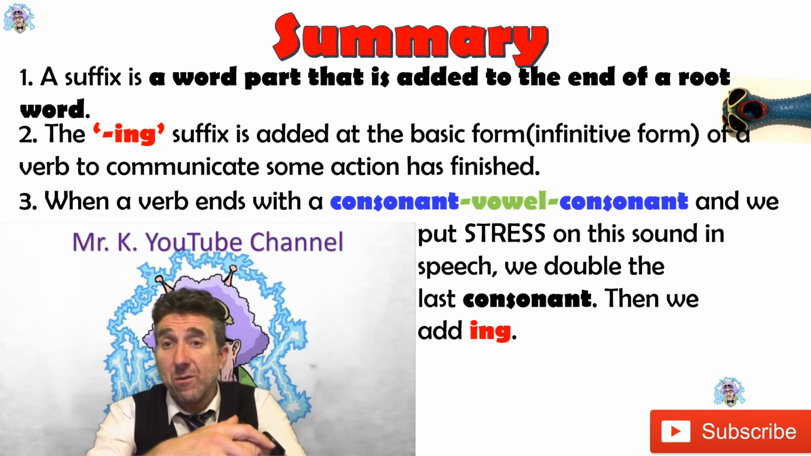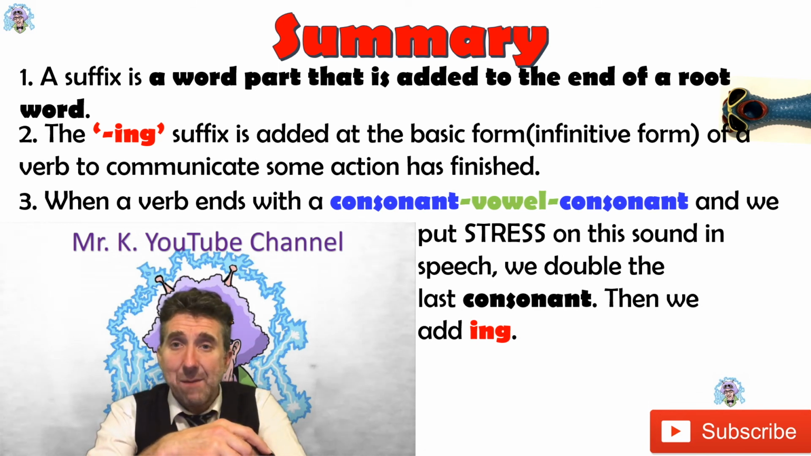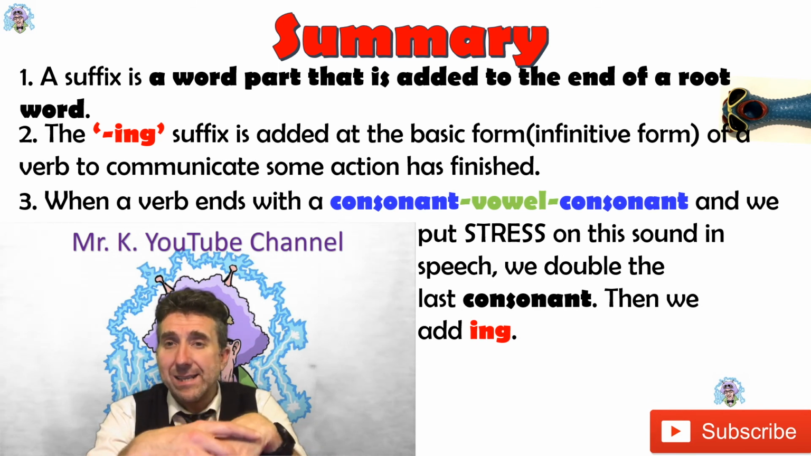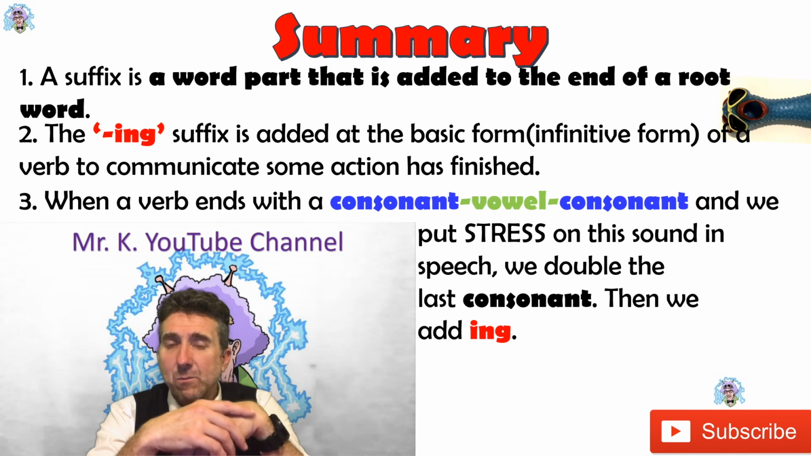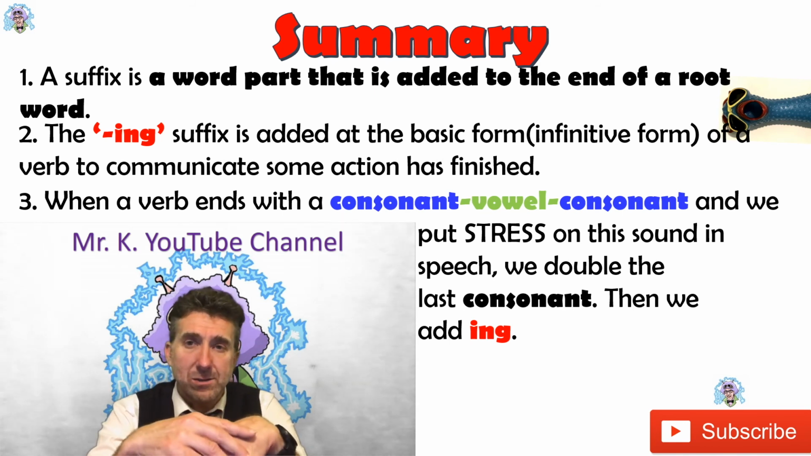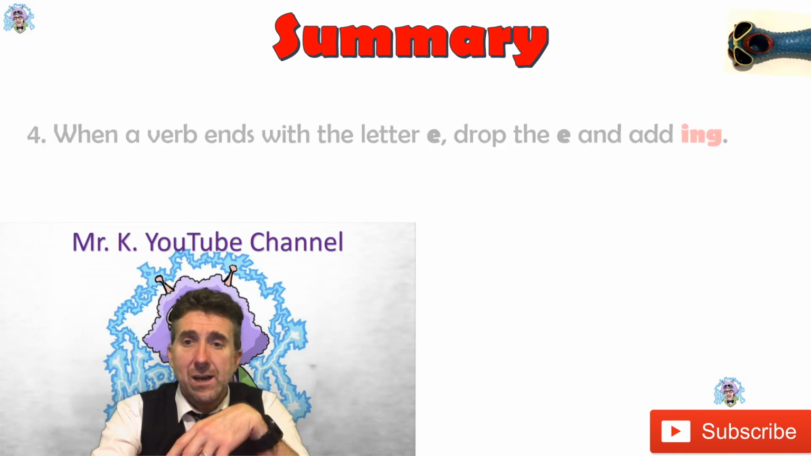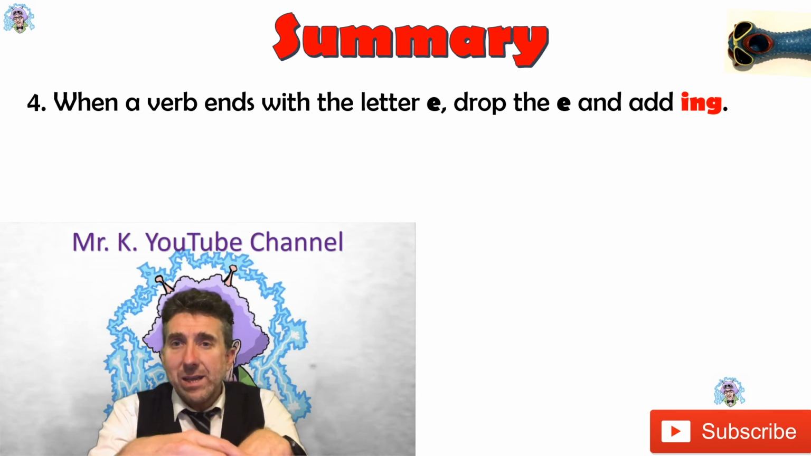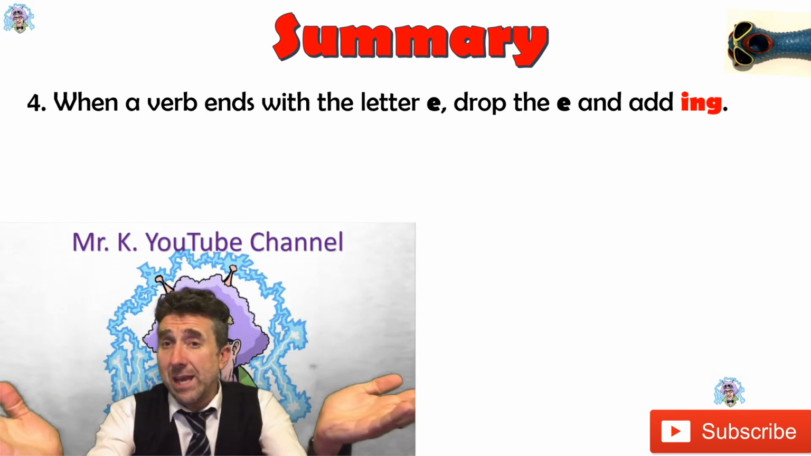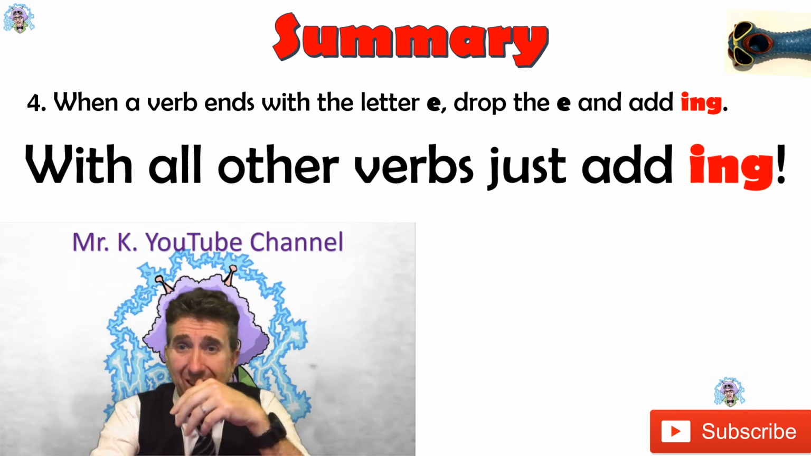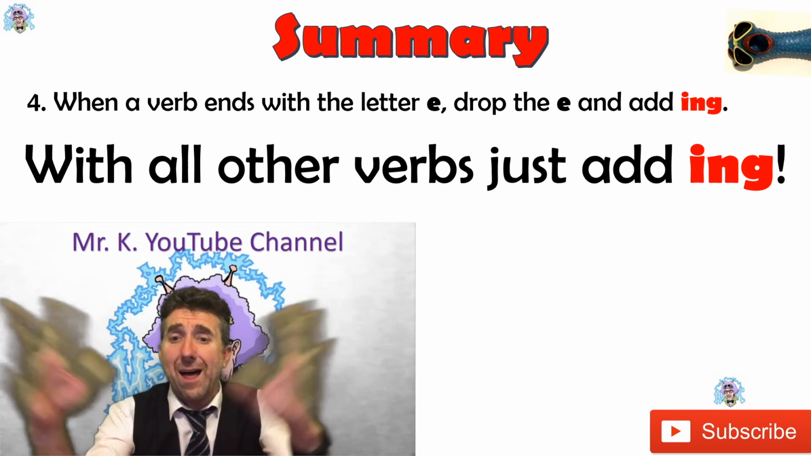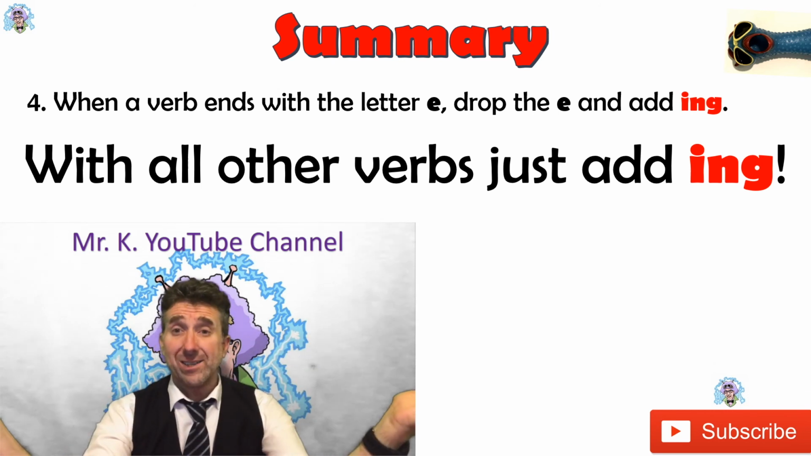When a verb, and this is rule number 1, ends in a consonant, vowel, consonant combination, and you stress that part of the verb, then you double the last consonant and add ing. Then the next rule we had was when you have a verb that ends with the letter E, you just drop the E and add ing. And the next rule, and the last one, was with all other verbs, just add ing.